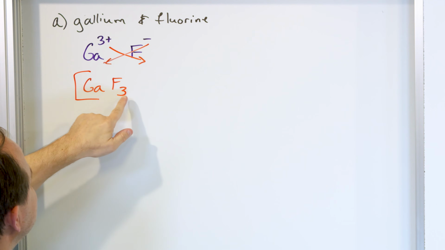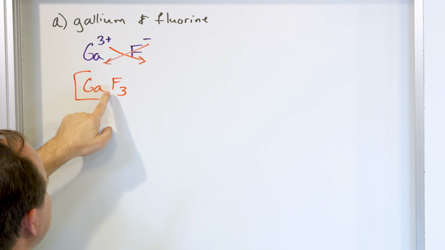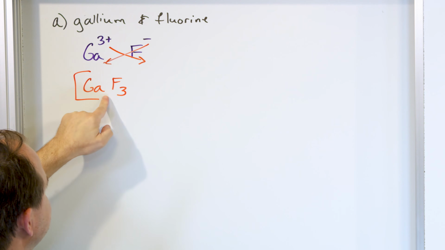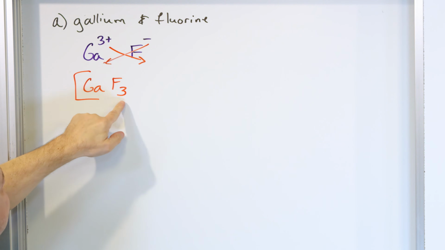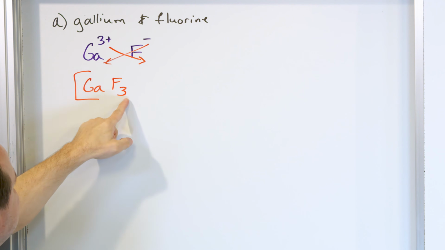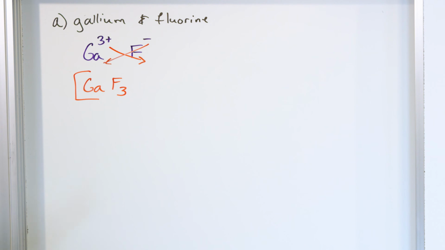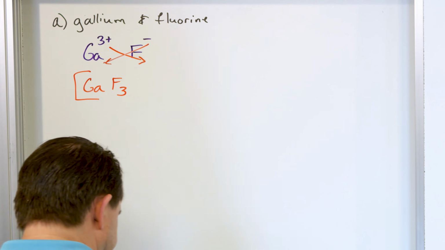So again, when we get this into the final state, we want to check and make sure, is this the lowest ratio? Because we always want the formula unit for these ionic compounds to have the lowest ratio. This is not really able to be simplified with a 1 and a 3. We can't make it any smaller by dividing, so we're done with this one.